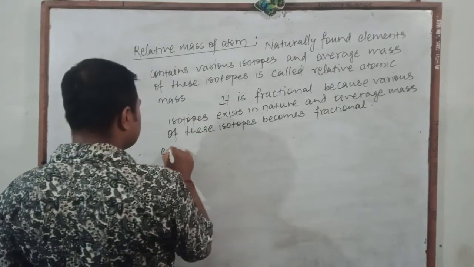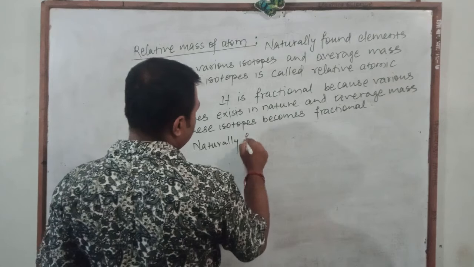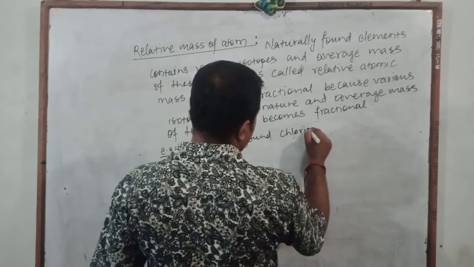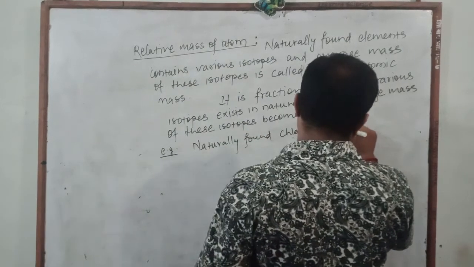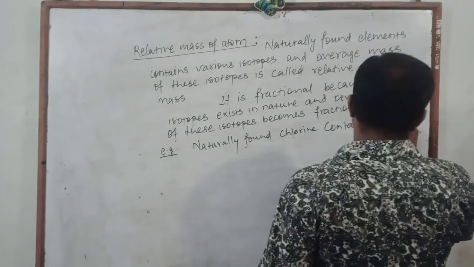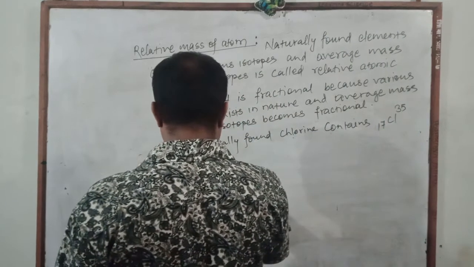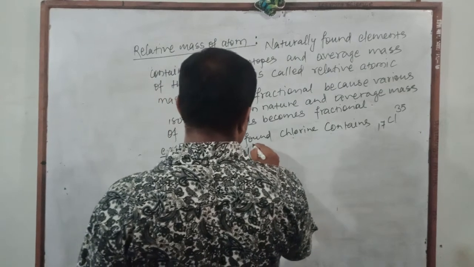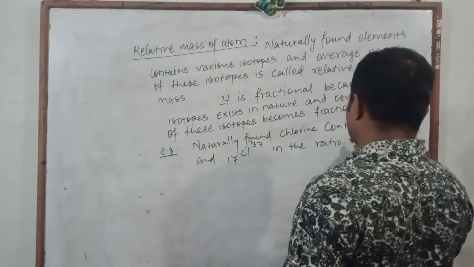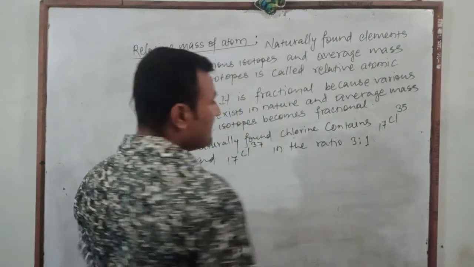Listen, as for example here, naturally found chlorine contains two types of isotopes, that is 17Cl35 and 17Cl37, in the ratio 3:1. Then how do we calculate that here?